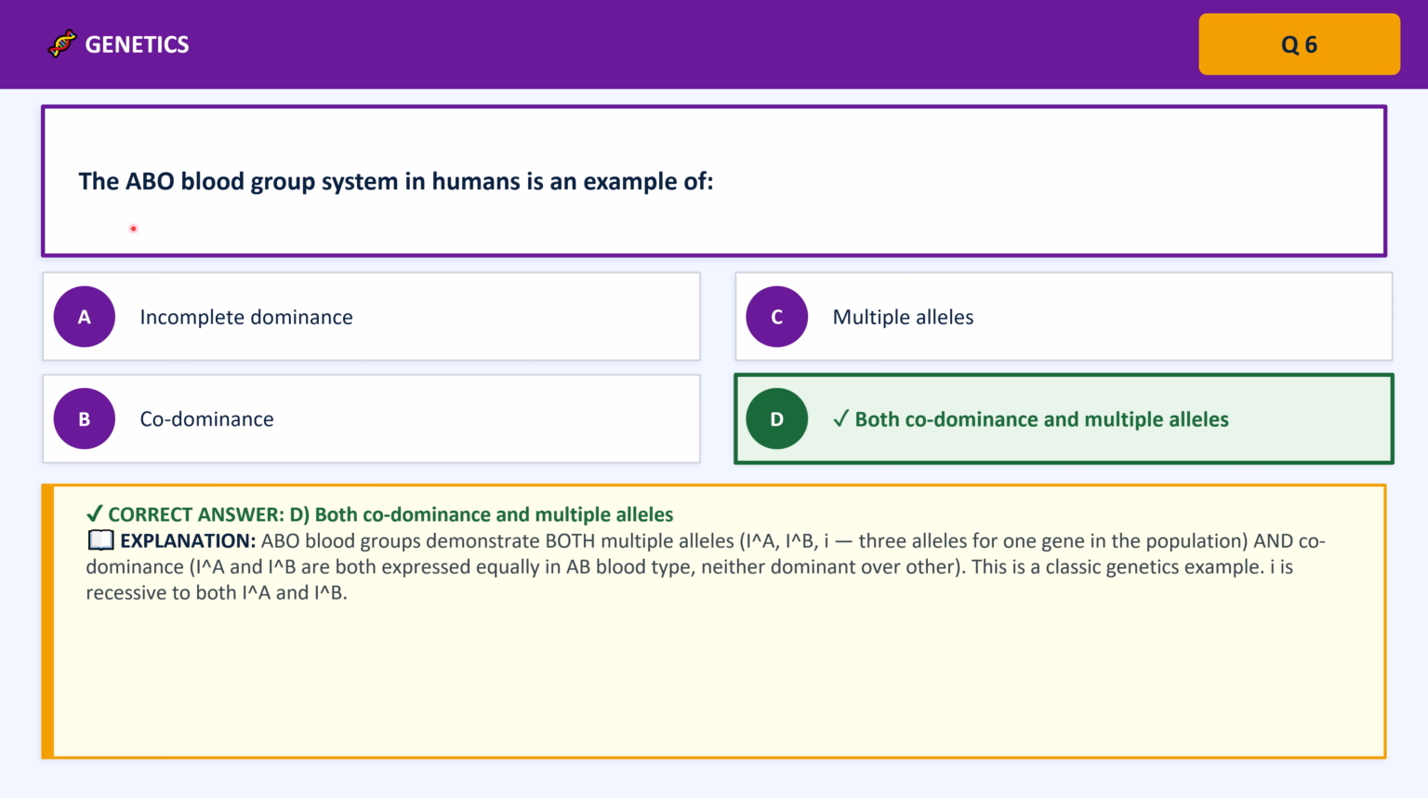Question 6. The ABO blood group system in humans is an example of, option D, both codominance and multiple alleles. Explanation: ABO blood groups demonstrate both multiple alleles, 3 alleles for one gene in the population, and codominance, where both are expressed equally in AB blood type, neither dominant over the other. This is a classic genetic example. i is recessive, both IA and IB are dominant.